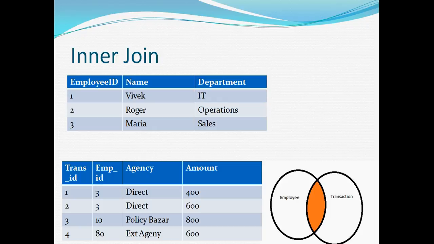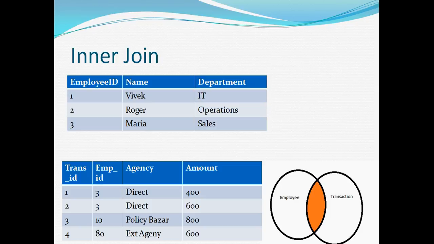For example, ICICI Prudential is being sold by ICICI, and Axis Bank sells policies for Max Life and that kind of stuff. And then you can have external agents who are registered with these companies and they can sell the policies on their behalf. So we have two tables, employee and transaction. Now in employee we have three records, Vivek, Roger and Maria. Vivek is from IT and Roger is from operations.